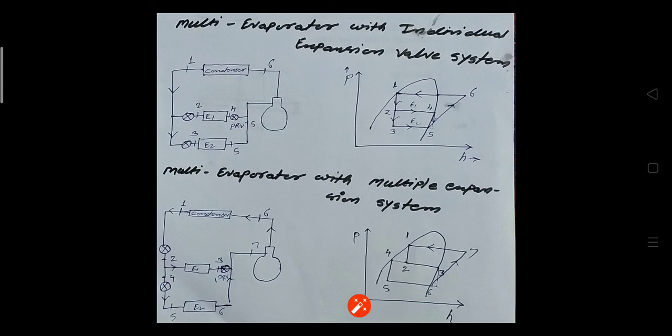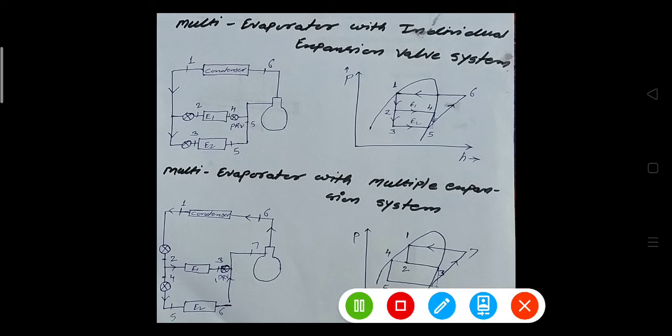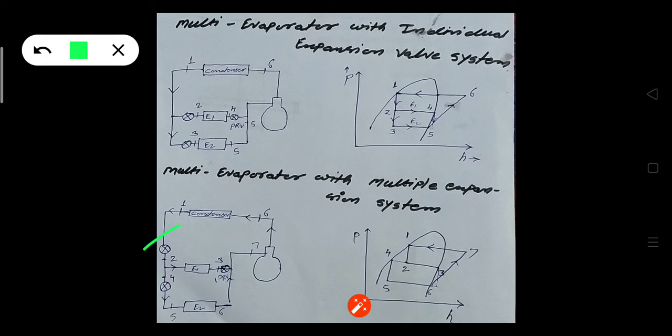The difference between the individual expansion valve system and the multiple expansion valve system is only the position of the expansion valve. Because in both diagrams there is a single compressor and a single condenser, and two evaporators: one evaporator works at higher temperature or higher pressure, the other at lower temperature or lower pressure. Only the position of the expansion valve differs.